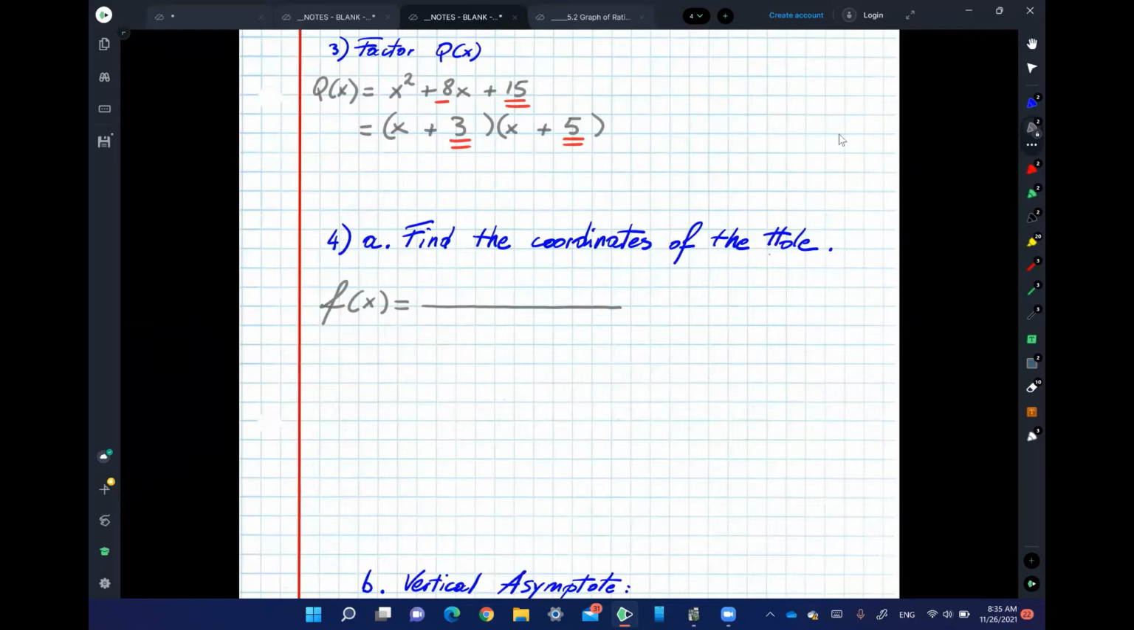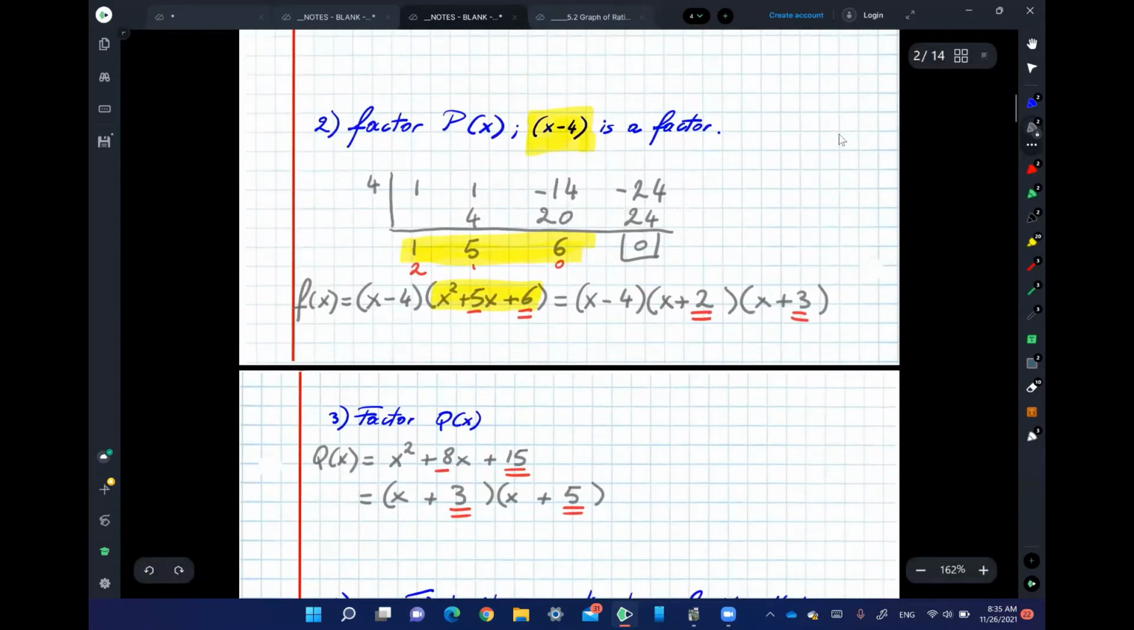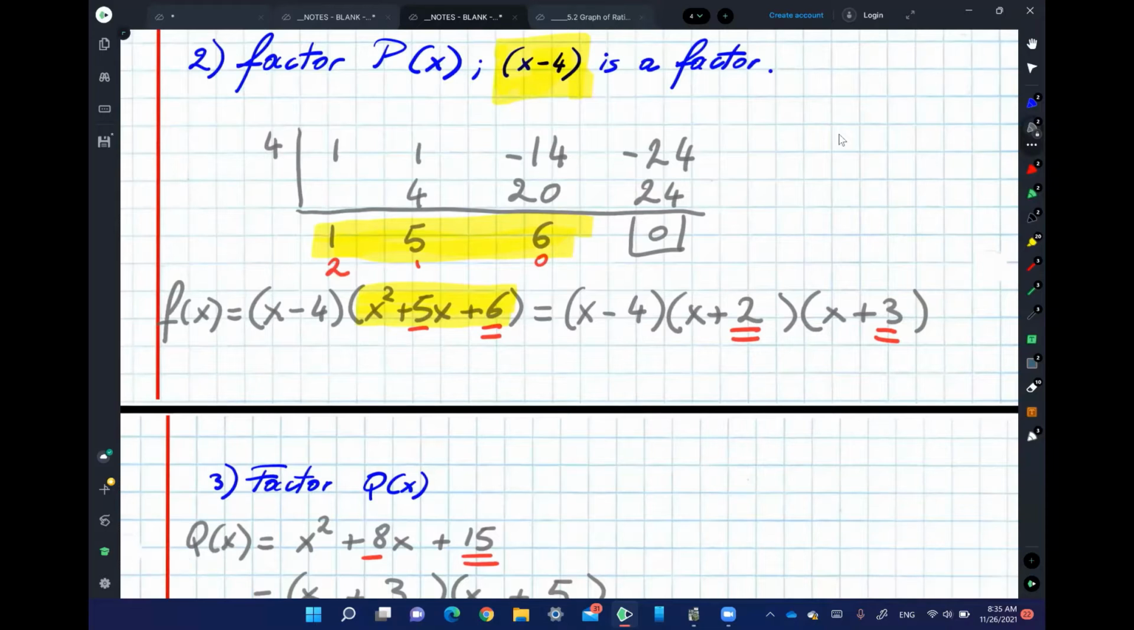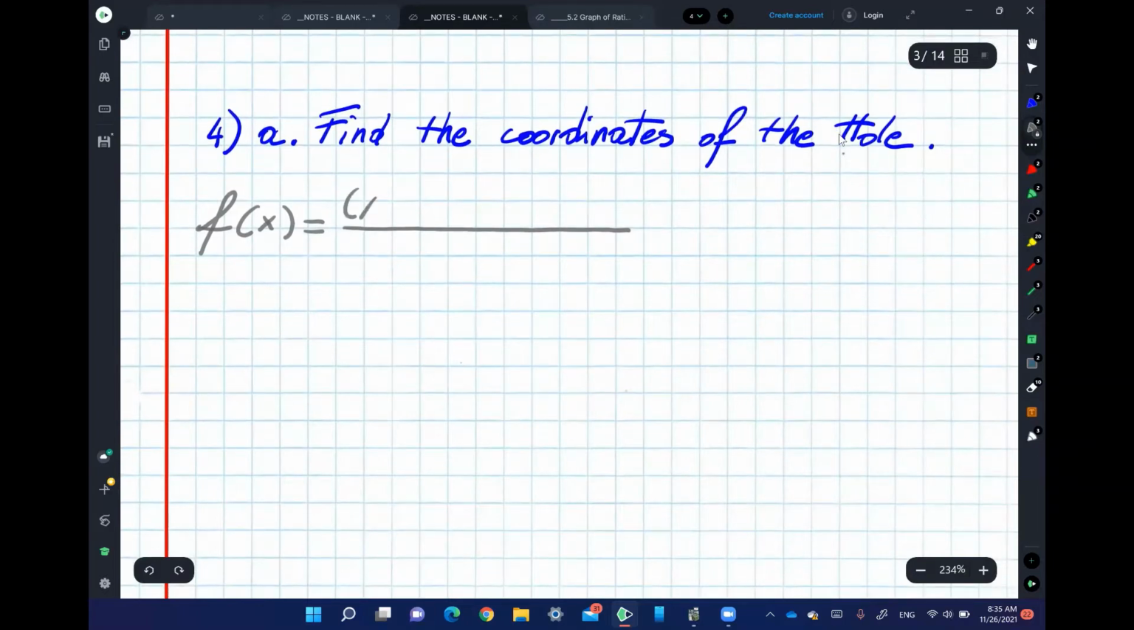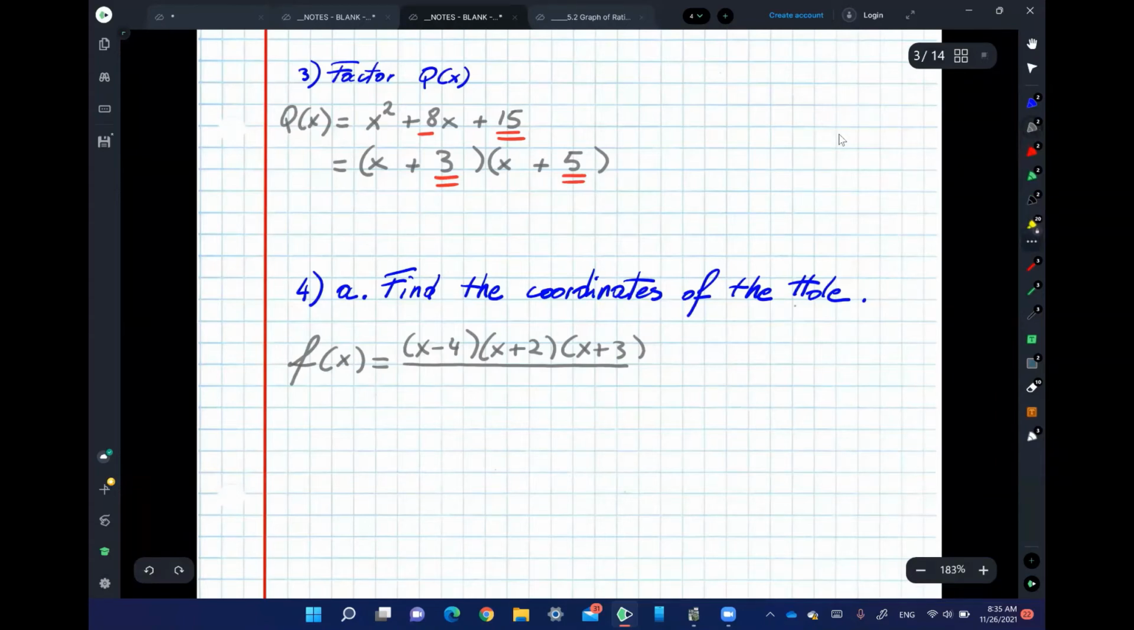So for p of x, I had found x minus 4 times x plus 2 times x plus 3. And for the denominator, I had found q of x equals x plus 3 times x plus 5.